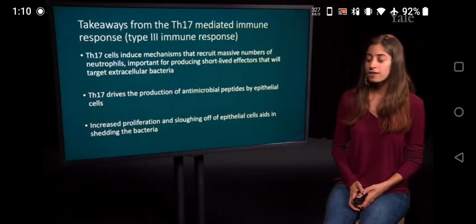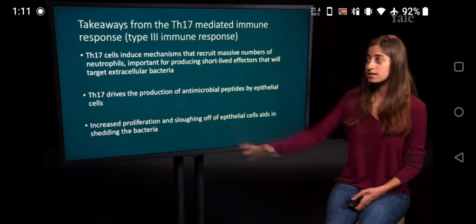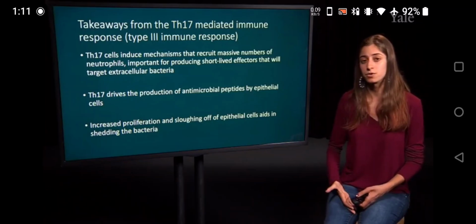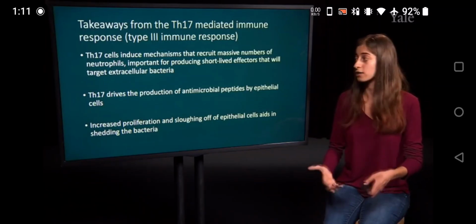So the takeaway from the Th17 mediated response, or the type 3 immune response, is that Th17 cells induce mechanisms that recruit massive numbers of neutrophils, which produce short-lived innate effectors that kill the extracellular bacteria.